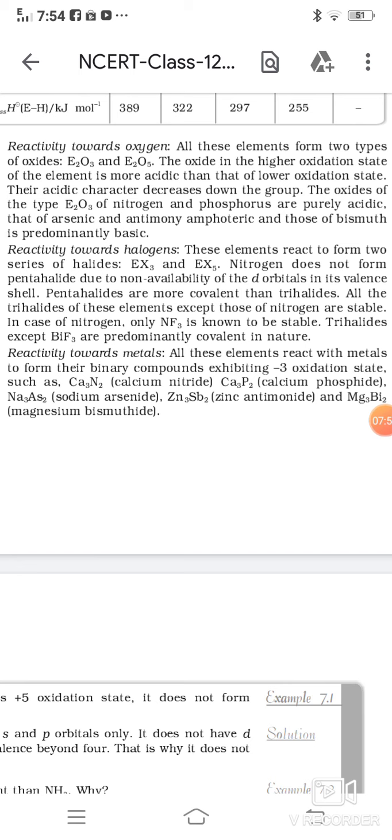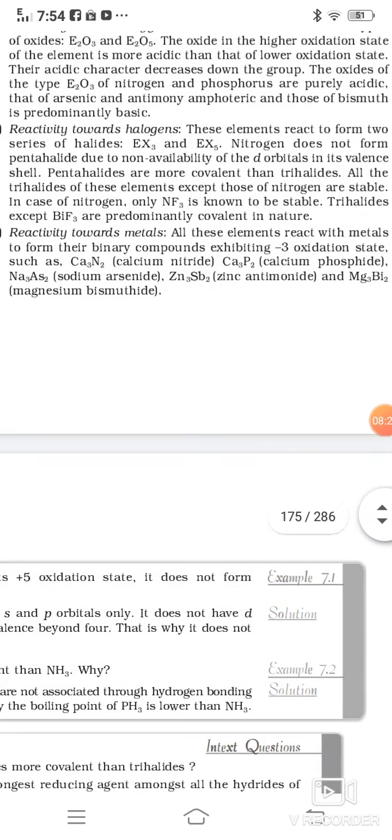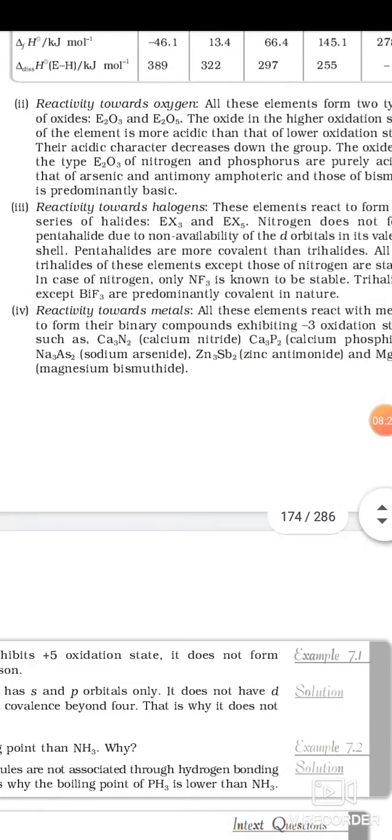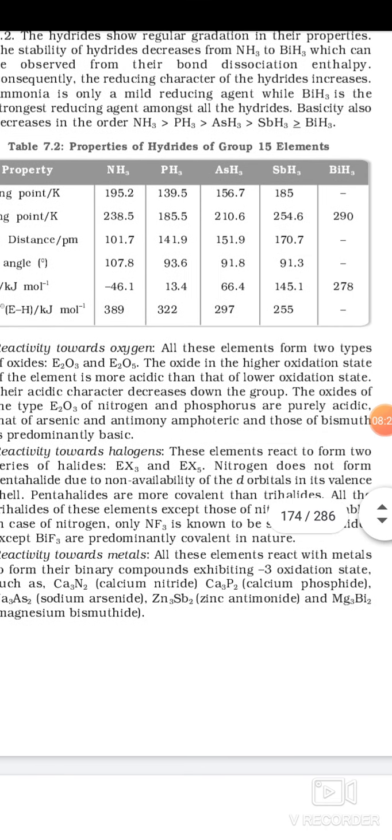Next property is reactivity towards metals. All these elements react with metals to form their binary compounds exhibiting the -3 oxidation state, such as Ca3N2, that is calcium nitride, Ca3P2 calcium phosphide, Na3As2 sodium arsenide, Zn3Sb2 zinc antimonide, and Mg3Bi2 magnesium bismuthide. So these are the chemical properties of p-block elements.